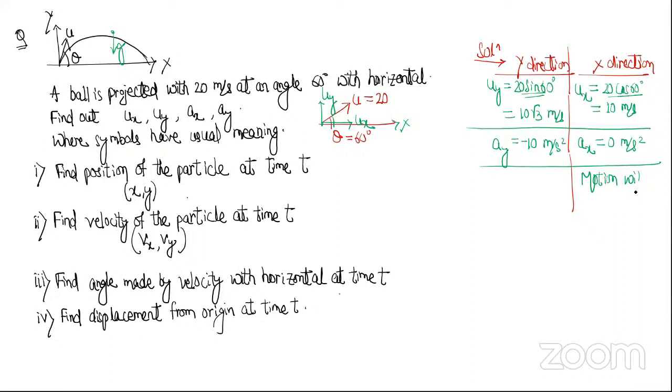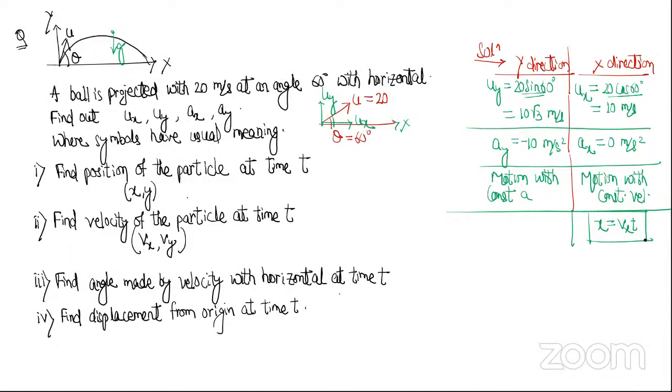Achha, y direction motion. That is motion with constant acceleration. For constant velocity motion, what is the equation which we use? x equal to vt. Here, instead of vt, we will write vx into t because we are using subscript x for x direction.